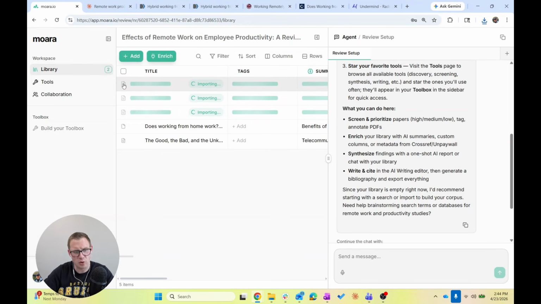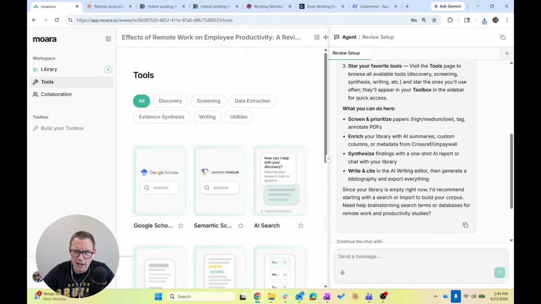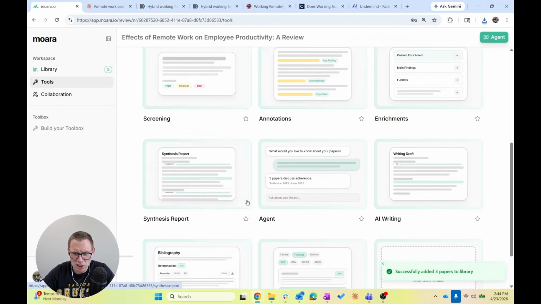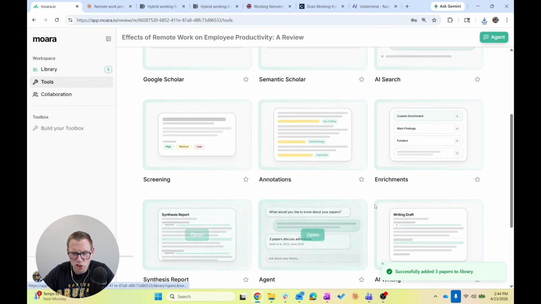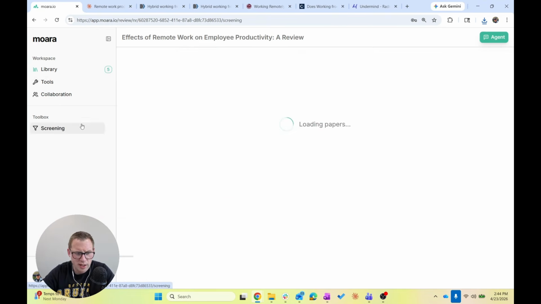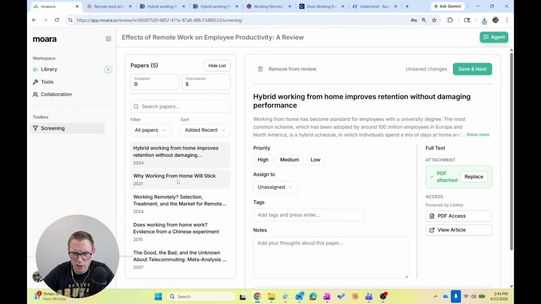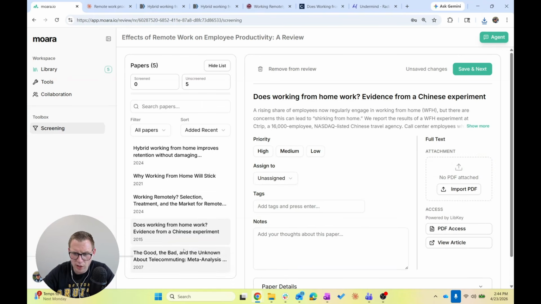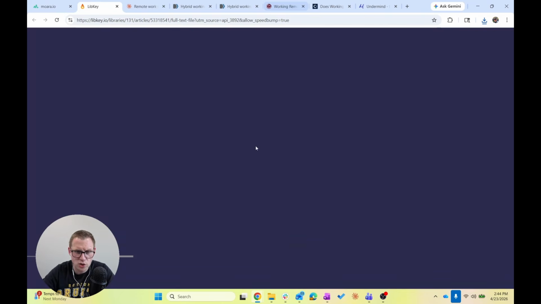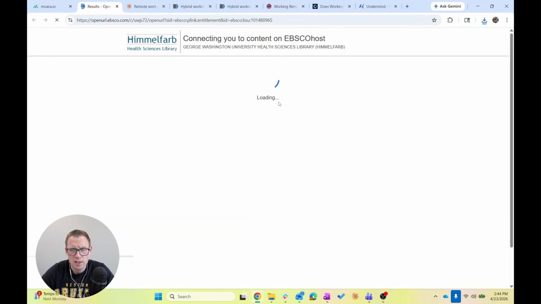It's indicated on the Moara site. These are full text. This is a title and abstract. Again, if you've used Moara, you might know how some of this works. I'm going to jump into our screening tool. And here's why I'm going to jump into our screening tool: this is where I can take advantage of my LibKey integration. So this is GW Himmelfarb Library.